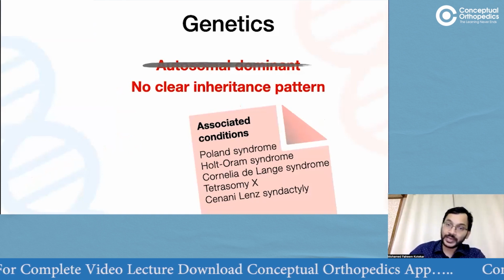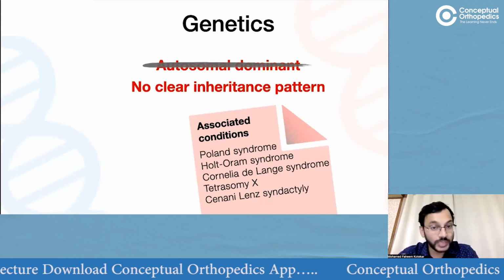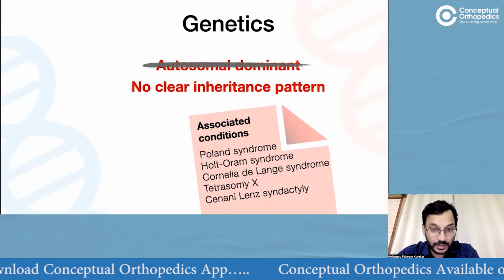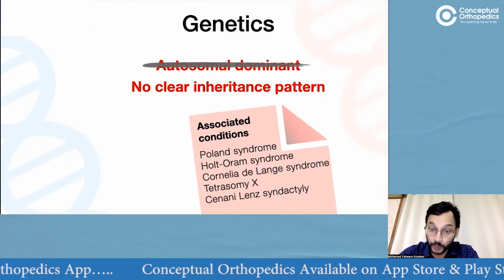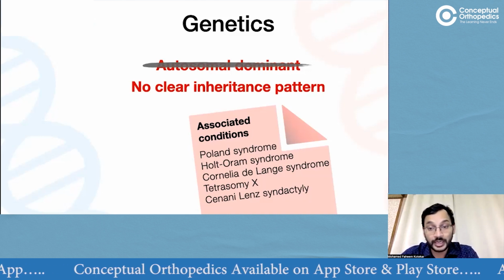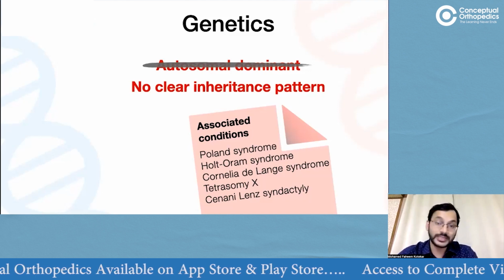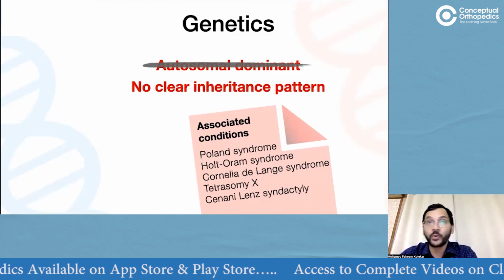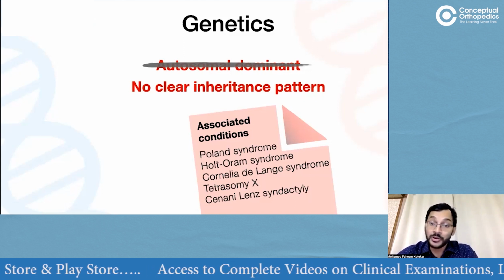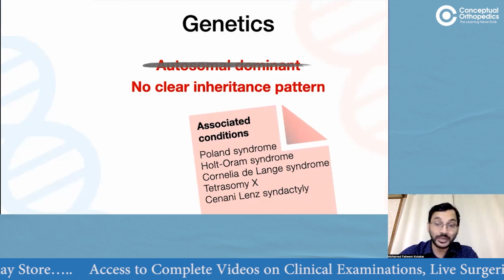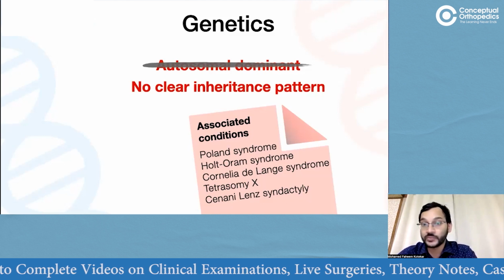Genetic-wise, initially it was thought that this is an autosomal dominant condition with variable penetrance, but now we know that there is no clear inheritance pattern. However, a few associated conditions along with congenital radioulnar synostosis are Poland syndrome, Holt-Oram syndrome, Cornelia de Lange syndrome, tetrasomy X, and Sinani-Lenz syndactyly. Of course, these are not very important. Since there are only 616 cases to date in the literature, and only about 20 to 30% of them have associated conditions, you can think how rare it is to have a congenital radioulnar synostosis with an associated condition.